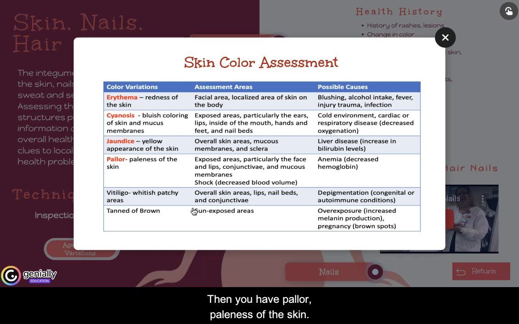Then you have pallor, paleness of the skin. This can be caused by anemia. Then you have vitiligo, with white patchy areas. It's an autoimmune condition. Then tanned or browned skin, from overexposure, melanin production, or pregnancy, gives you brown spots. If you notice, erythema, cyanosis, jaundice, and pallor are in red. These are keywords. Please take these notes down in your guided notes.